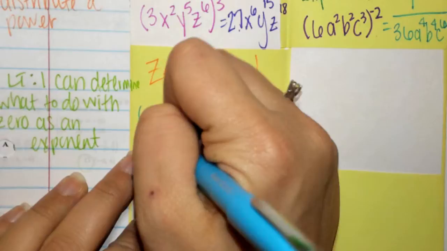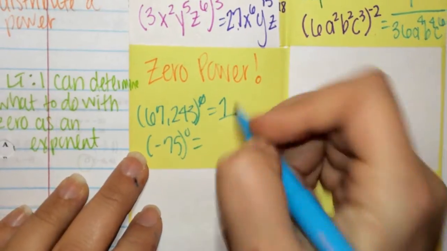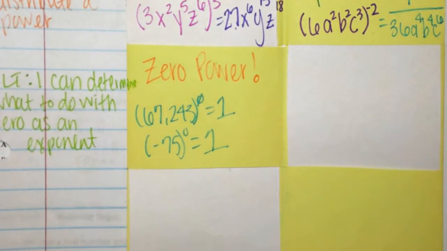If I said negative 75 to the 0 power, that's going to be 1. If you said negative 100,600,000, it's still 1.